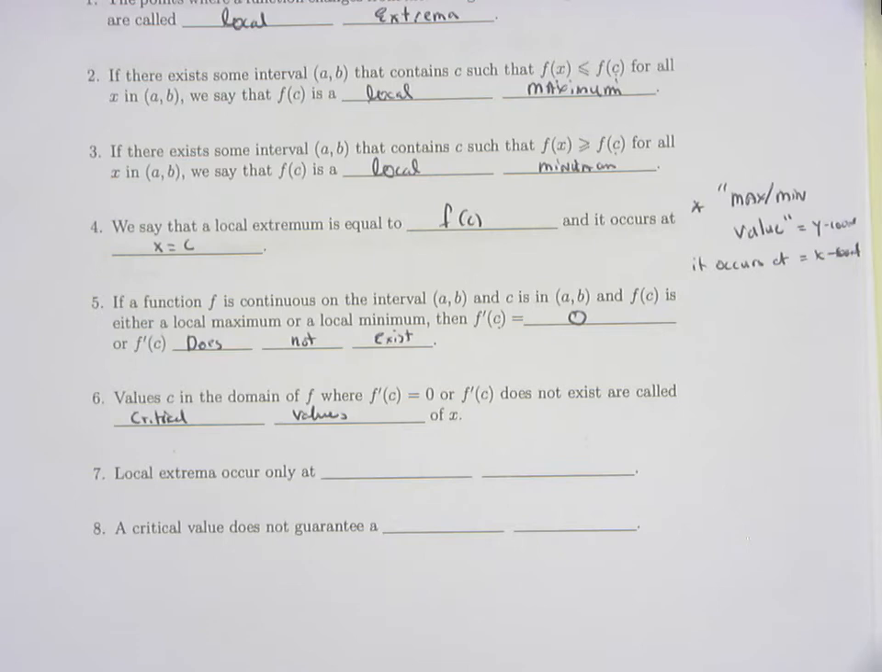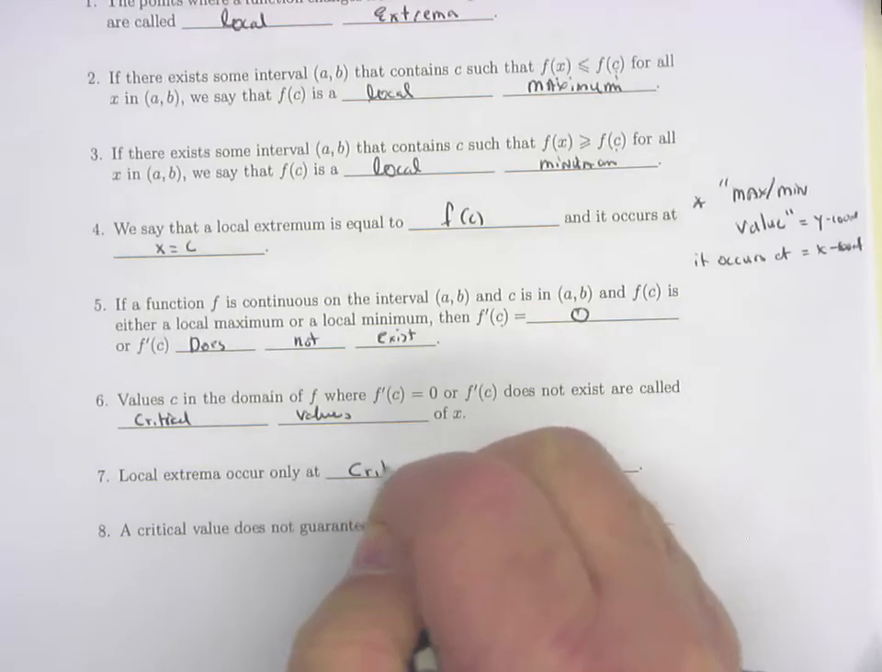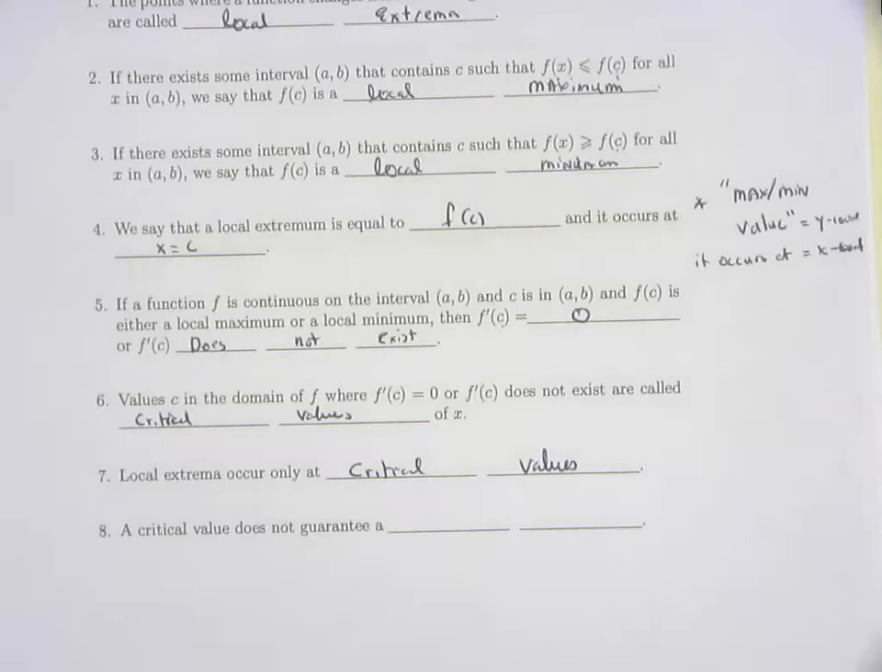Okay? Local extrema only occur at these critical values. That's why they're so important. This is why I gotta find these guys. So if I'm looking for maxes and mins, I want these derivatives equal to 0 or derivative doesn't exist, because that's where it's gonna occur at.